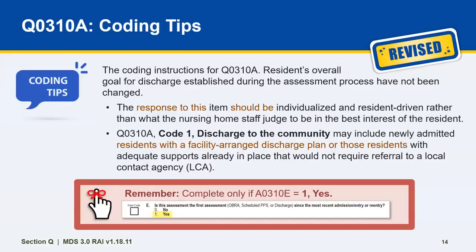The coding instructions for Q0310A, residents' overall goal for discharge established during the assessment process, have not been changed. The response to this item should be individualized and resident-driven, rather than what the nursing home staff judge to be in the best interest of the resident. Code 1, discharge to the community, may include newly admitted residents with a facility arranged discharge plan, or those residents with adequate supports already in place that would not require referral to a local contact agency, LCA. Remember, complete this item only if A0310E equals 1.